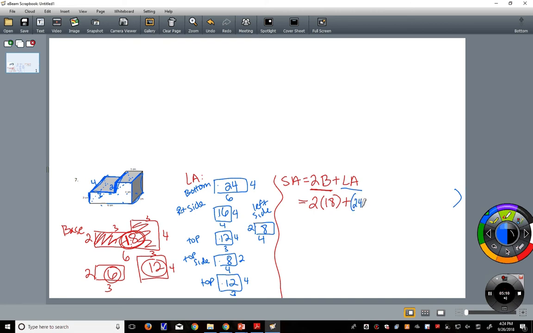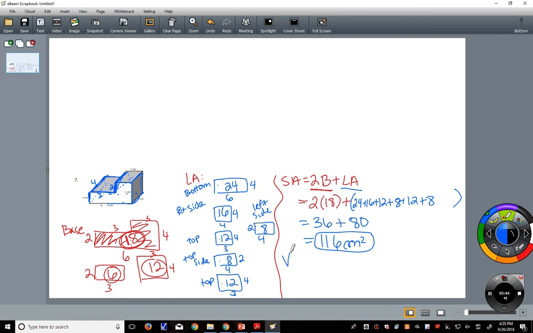I had an area of 24, 16, 12, 8, 12, and 8. And then this is how I would determine what I have here. So 30, 40, 52, 60, 72, 80. So this would give me 116, I can't read the units on here, sorry, centimeters squared.